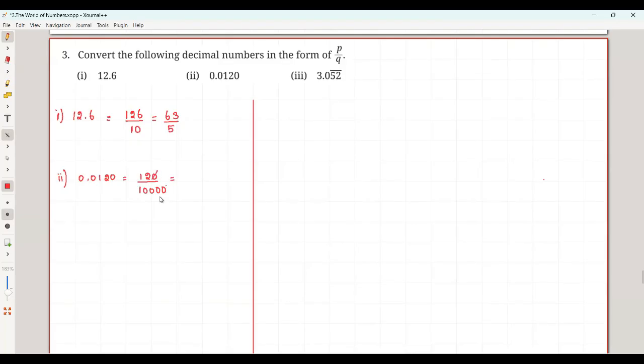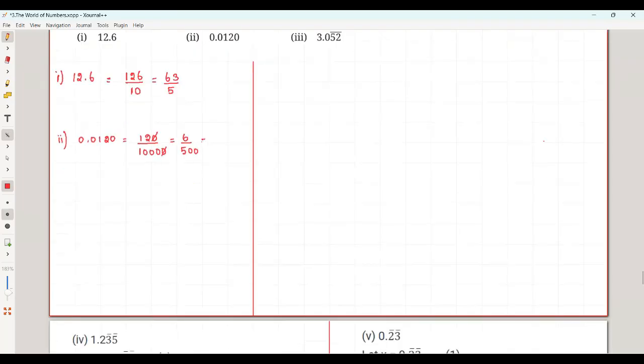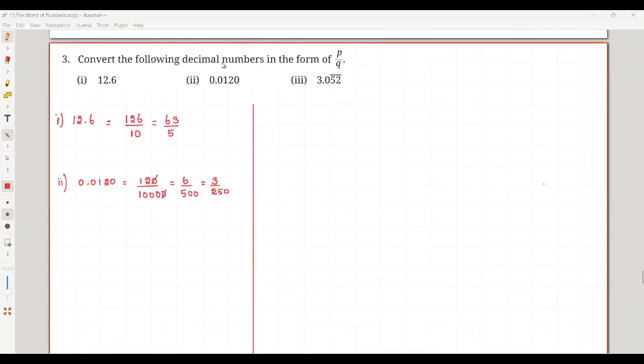0 and 0 will get cancelled. 12 by 1000. Again, I can simplify with the 2 table. 6 2s are 12, 5 2s are 10, 0 0. Again, we can simplify with the 2 table. 3 2s are 6, 2 2s are 4, balance 1, 5 2s are 10. So 3 by 250. This is very simple, as they are terminating decimals.